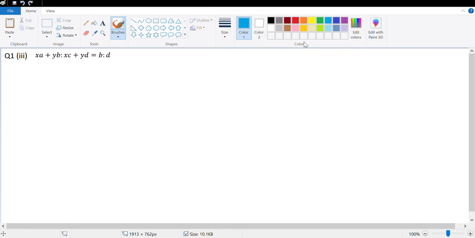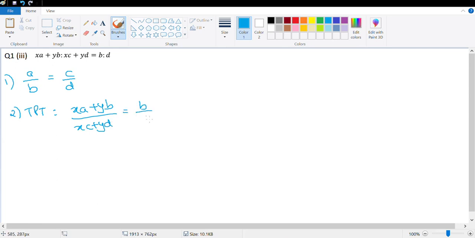Question number 1, part 3. Now again, what we have been given is A upon B is equal to C upon D. What we need to prove? To prove that XA plus YB upon XC plus YD is equal to B upon D. This time I notice that there is only addition. There is no subtraction being done. So maybe you should use only componendo and not dividendo, right? Because in dividendo, we obviously get a subtraction sign between the numerator and the denominator.